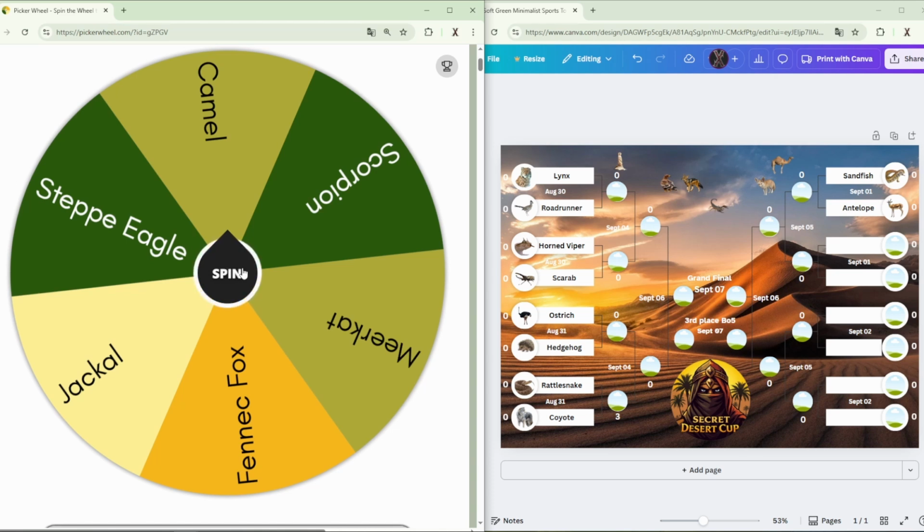Antelope can run away? Yeah, it's kinda true. That fits since Sandfish is a Smurf? Yeah, maybe. Alright, let's keep going.